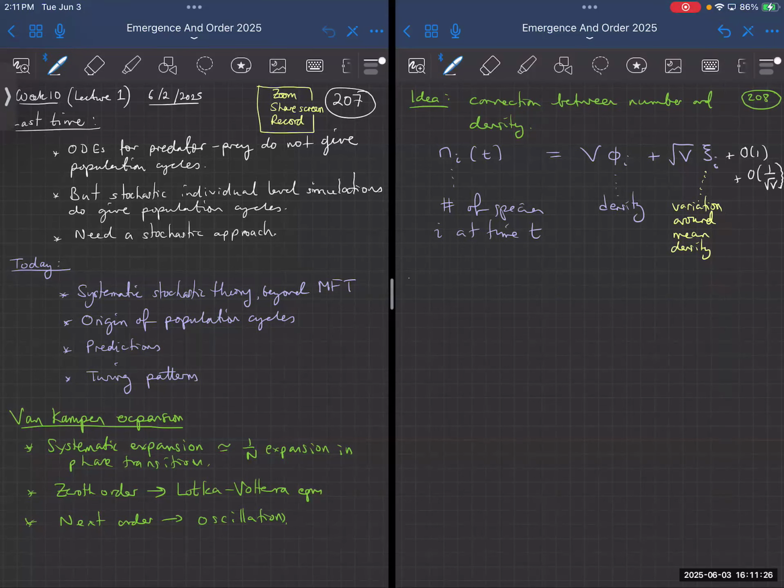And so then if I rearrange this, that tells me that the density is just ni over v, and then there is a fluctuation term. These are all functions of time, which is down by a factor square root of v, like so. So now the question is, can we derive an equation of motion for the fluctuations? So our goal is to derive the equation for the fluctuations around the mean.